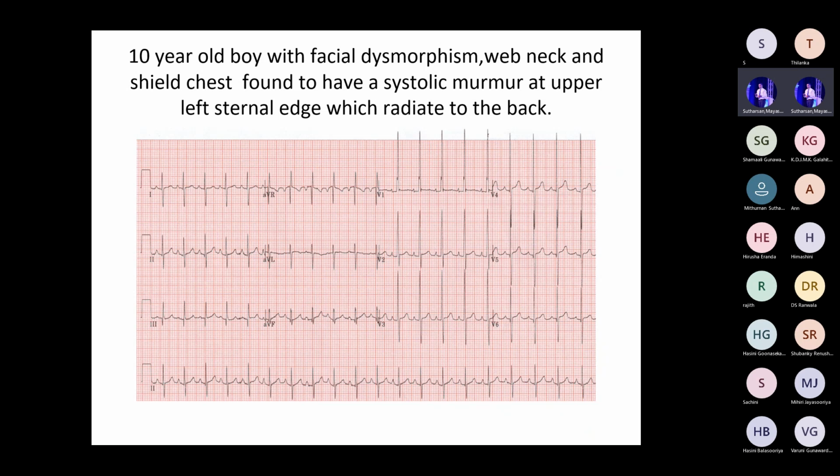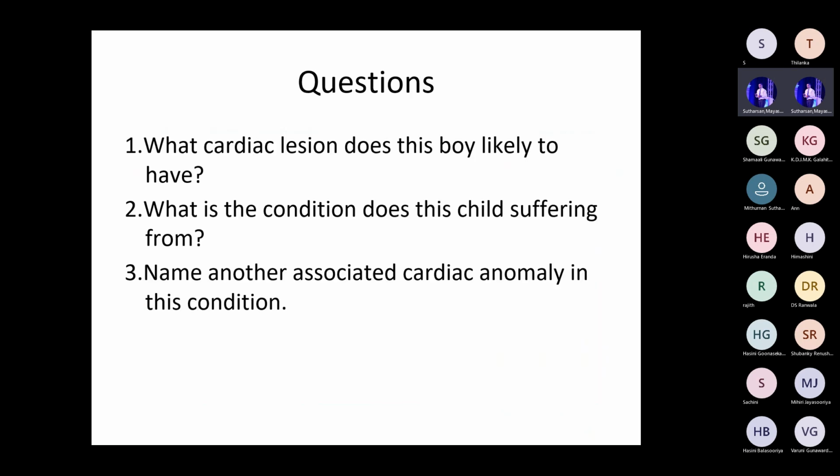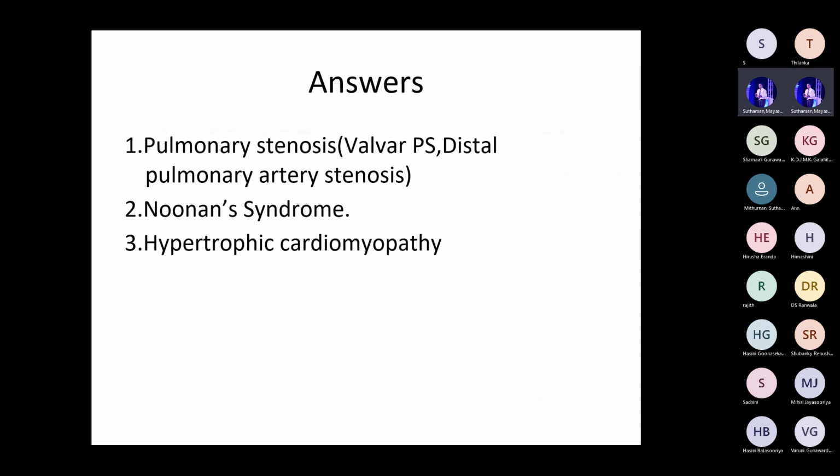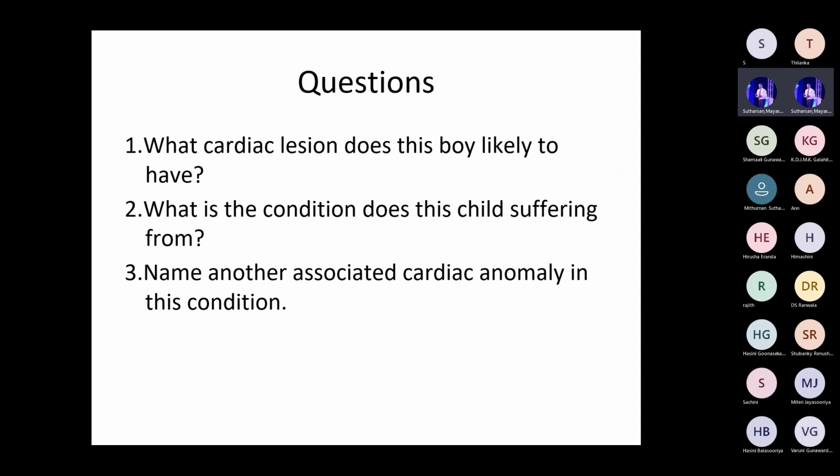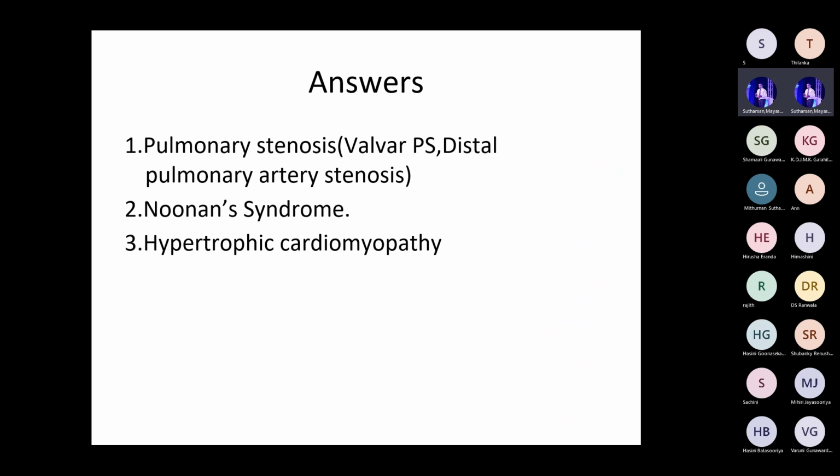RV dominance. Okay. So what other lesions? Pulmonary stenosis, that means valvular PS and peripheral pulmonary stenosis. So Noonan syndrome. What are the associated cardiac anomalies? Most of us know that they can have valvular PS or peripheral pulmonary stenosis, but they can have hypertrophic cardiomyopathy as well, right? They can have hypertrophic cardiomyopathy in Noonans. I have several patients with hypertrophic cardiomyopathy.